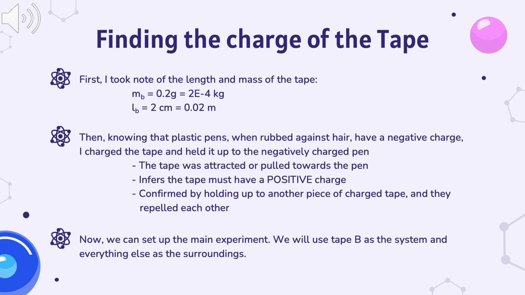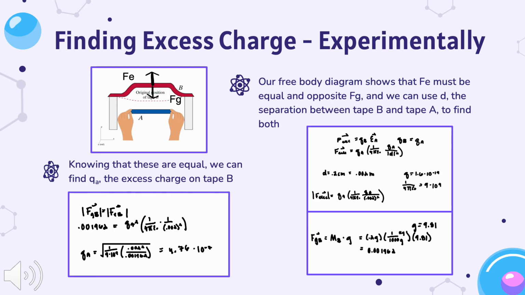Then we took two charged tapes and held them up against each other, and we found that they repelled each other to confirm that the tape has a positive charge. Now we can set up the main experiment using tape B as our system and everything else as the surroundings. After running the experiment, I needed to measure d, the distance between tape A and tape B when B was floating above the surface of tape A.